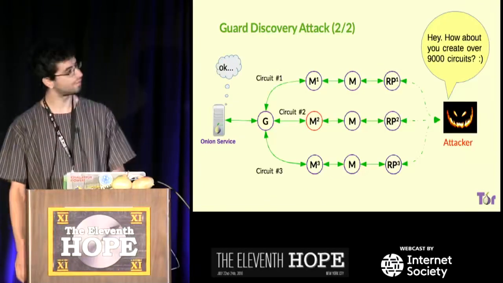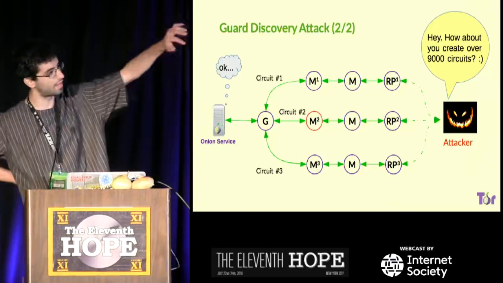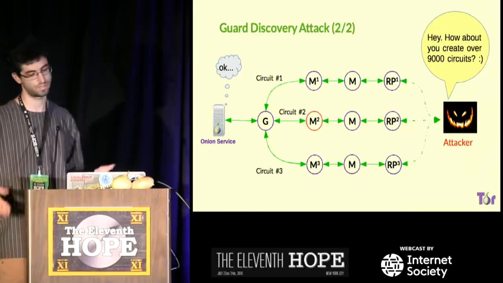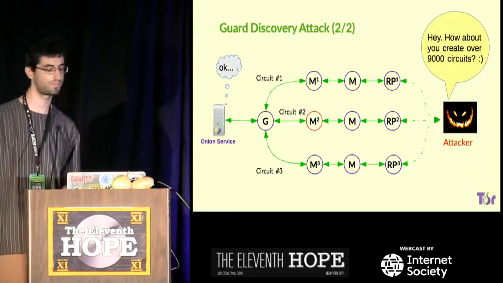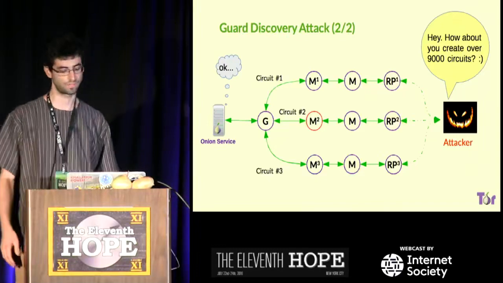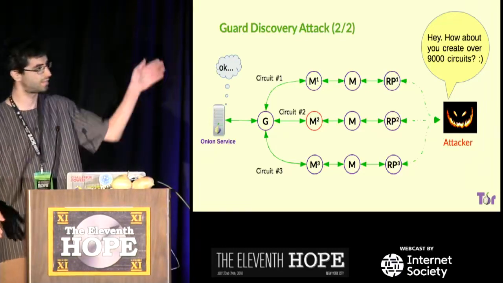It's more graphical. So imagine that the pumpkin on the right asks the onion service on the left to establish 9,000 circuits because it pretends to be 9,000 individual clients. The onion service has to do this because it doesn't know that the attacker is actually one bad guy. So it starts creating circuits.